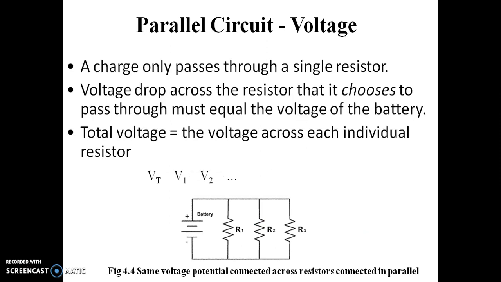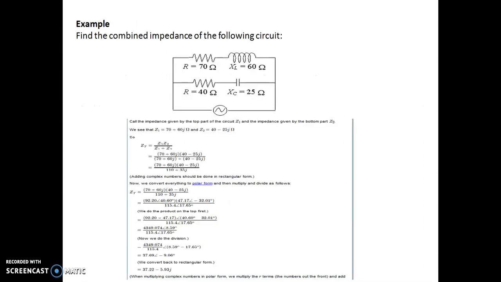Parallel circuit voltage. A charge only passes through a single resistor. The voltage drop across the resistor that it chooses to pass through must equal the voltage of the battery. Total voltage is equal to the voltage across each individual resistor. So Vt is equal to V1 is equal to Vn, where n is the number of parallel paths. So the voltage across resistors R1, R2 and R3 will be the same for figure 4.4.